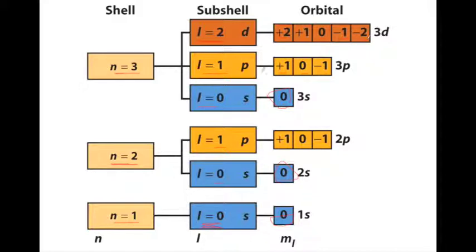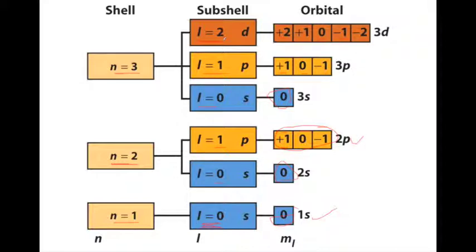So what do these indicate? Well, first of all, the m sub L value tells us how many of a particular type of orbital are in a subshell. Down here we have only one m sub L value, so there's only one s orbital in the L equals 0 subshell. When L equals 1, which represents p-type orbitals, we have 1, 2, 3 m sub L values. That tells us that there are 3 p orbitals in this subshell.